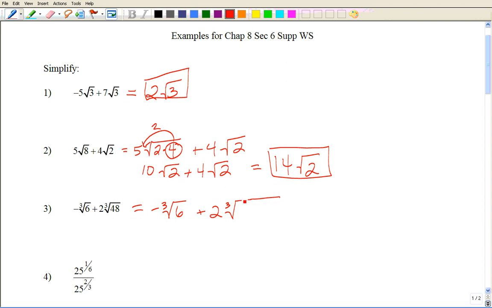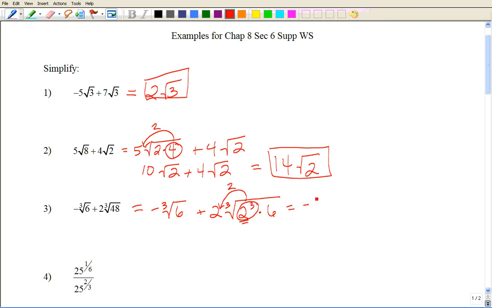Well, 48 is the same thing as 6 times 8, and I chose those numbers because 8 has a cube root. So 8 is the same thing as 2 cubed, right? 2 times 2 times 2 is 8, and then that's 6. So 6 and 8. Since I have 2 to the third power, I can take the cube root of that, which is 2. So I'll take the 2 out.